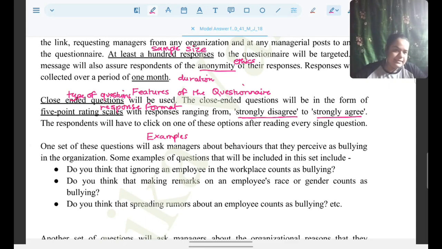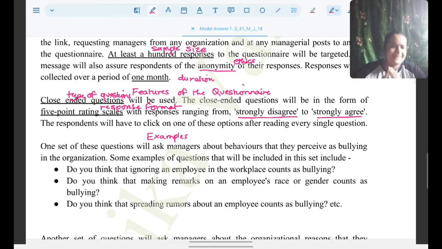No study design, especially when we're talking about designing a questionnaire, can be complete unless we include types of questions. If I'm the examiner and the examples of types of questions are not there in the answer, I will straight off cut a lot of marks. So definitely we need to have examples of which questions will be asked.